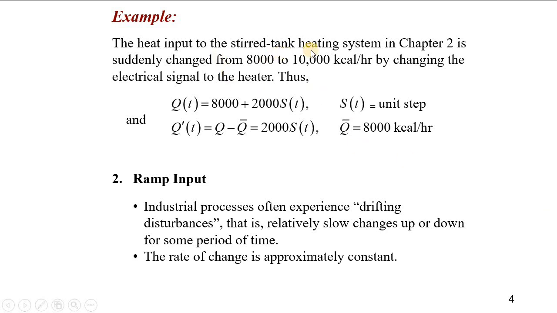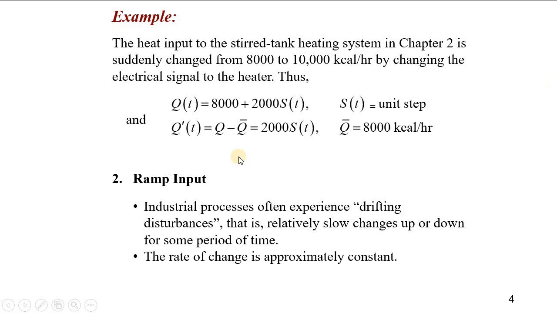Another example: the heat input to a stir tank heating system in chapter 2 is suddenly changed from 8,000 to 10,000. So if the heat is changed from 8,000 to 10,000 kilocalories per hour, what is the m? Yes, it is 10,000 minus 8,000, which is equal to 2,000.